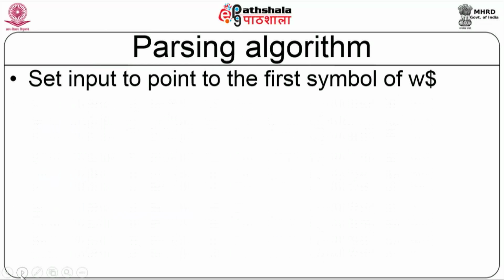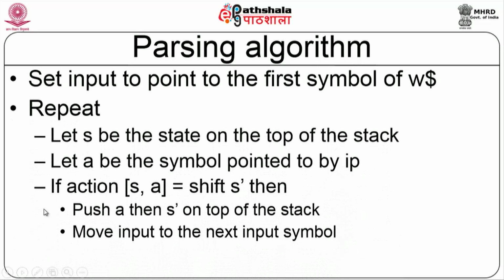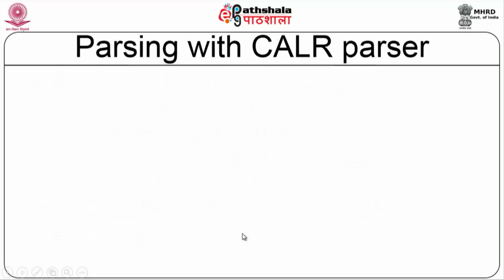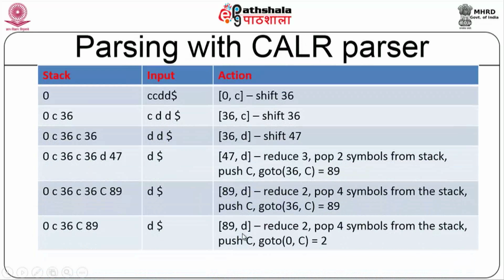Set the input pointer to the first symbol of w$ and let S be on the top of the stack, and A is the input symbol. If it is a shift action, shift A as well as the state number, and if it is a reduce action, pop twice the length of beta symbols, exactly similar to the parsing algorithm we already know from the SLR parser onwards. If it is accept, simply stop, else all others are error actions. So, this is what we have here.